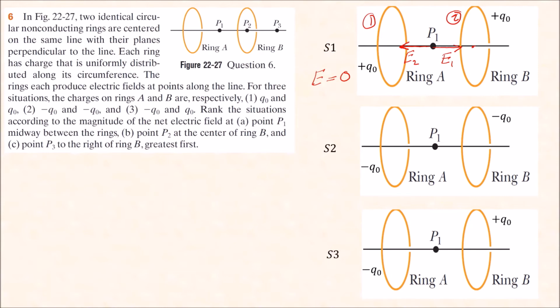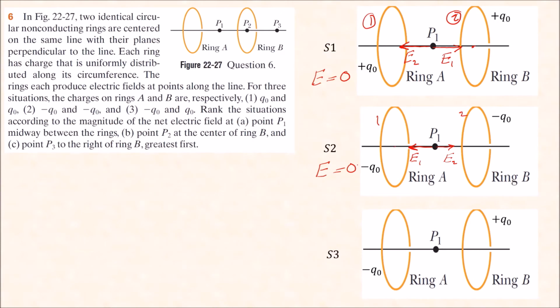What about here? If both of them are negative, and this is 1, this is 2, the electric field of 1 is toward its center. So this time, this becomes E1. And the electric field of ring 2 also is toward its center because it is negatively charged. So this is E2. Again, because the situation is symmetrical, they cancel each other. So E becomes 0 here, the net electric field.